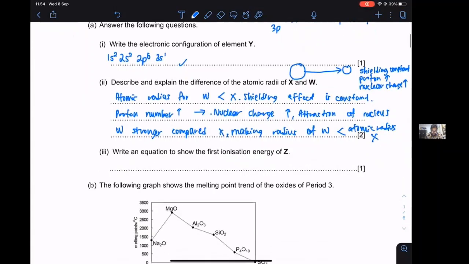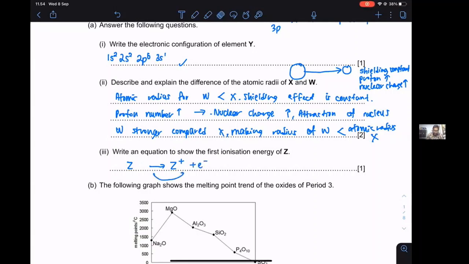Now, write an equation to show the first ionization energy of Z. If you want to show the first ionization energy of Z, it is going to be removing 1 electron from Z. So you remove 1 electron, and we don't write it like minus electron. Z will become Z positive. In chemistry, we don't say minus electron, we bring it to the other side, so it's going to be plus electron over here.